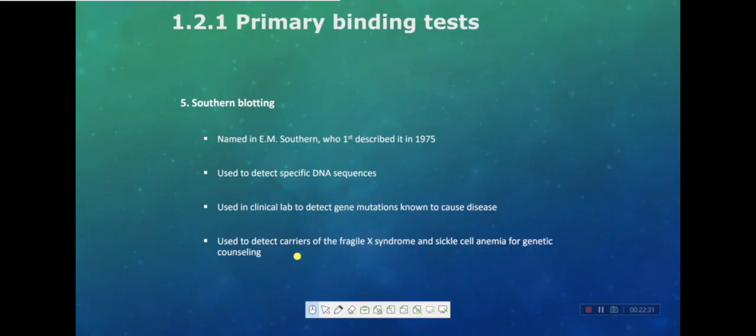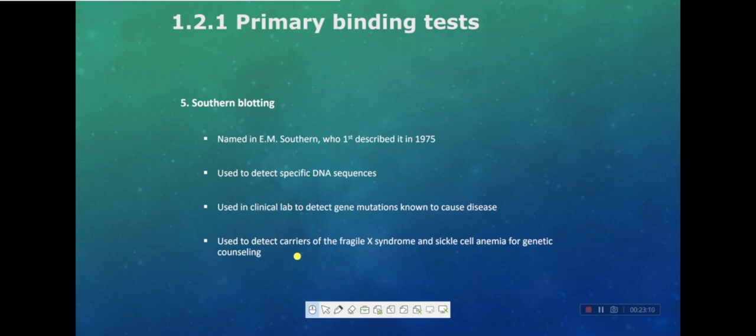Right? Other blotting methods are also used along with it, but those using RNA or protein have later been named in reference to Southern's name. So this is how southern blotting is performed. It is used in clinical labs to detect gene mutations which are known to cause diseases. It is also used to detect carriers of fragile X syndrome, and it is generally used to detect specific DNA sequences.